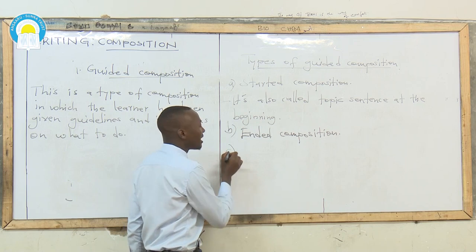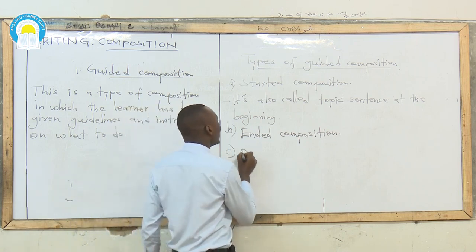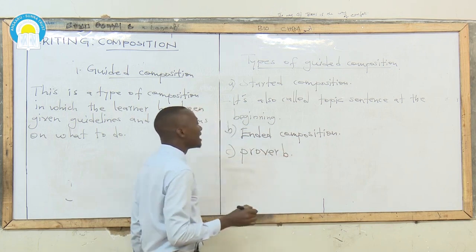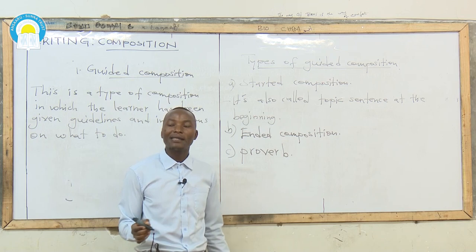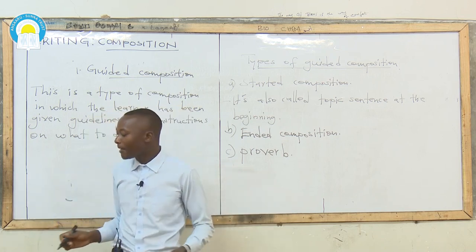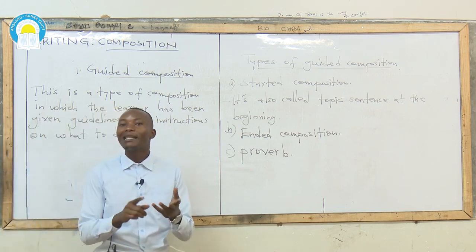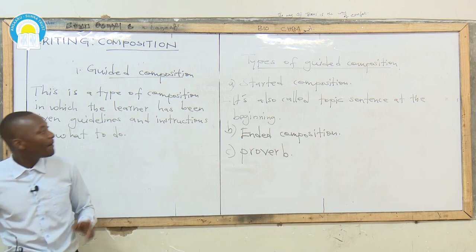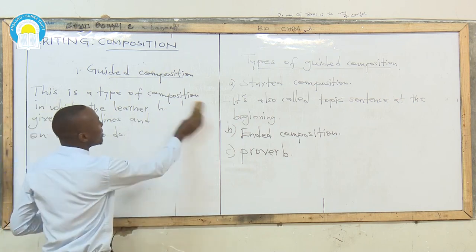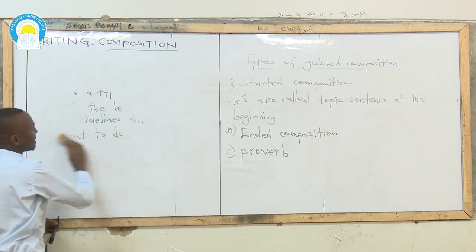Another example of guided composition is what is called the proverb. This is where the learner is given a proverb to write about. And remember, we have proverbs and then we have sayings. There are proverbs and there are sayings. They should not be confused. Learners, do not confuse proverbs and sayings.